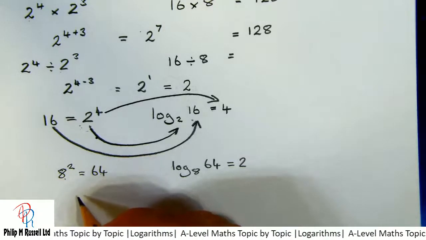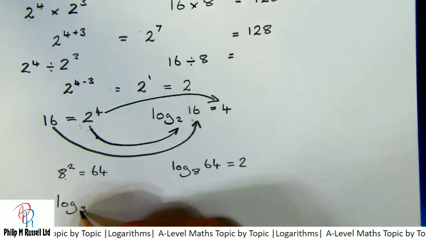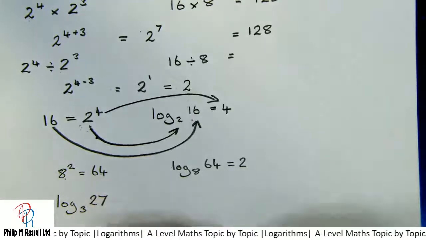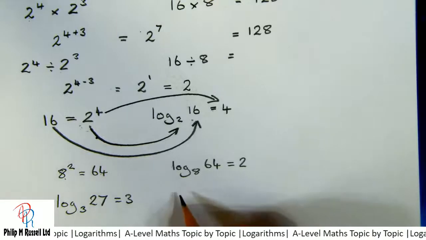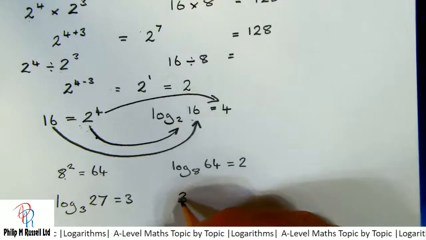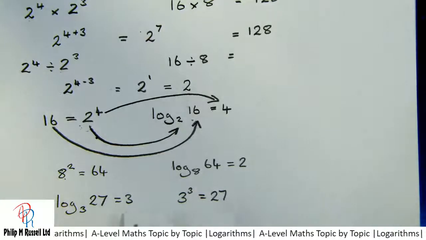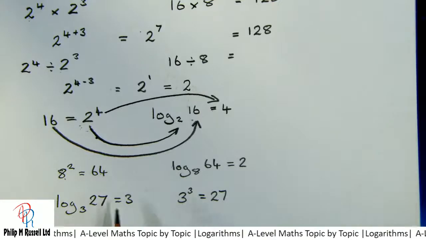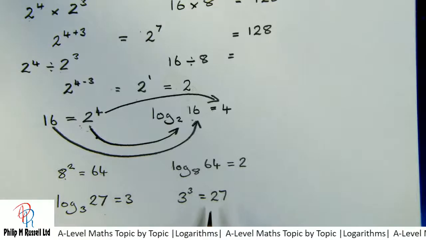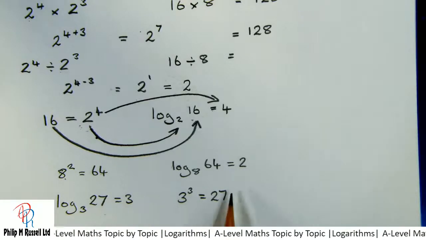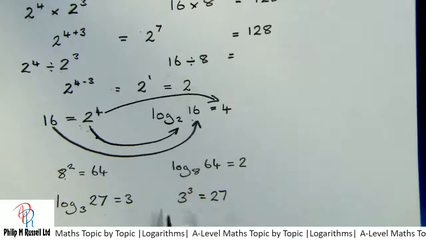And we know that perhaps the log to the base 3 of 27 equals 3. That's the same thing as writing 3 cubed equals 27. They are equivalent. And if I write powers, I could write logs, and if I write logs, I could write powers. And these are easy ways of converting from one to the other.